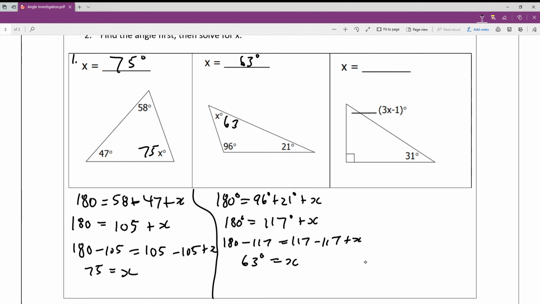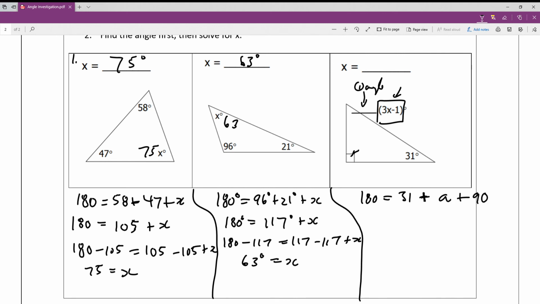Okay, so you'll notice that in this third question here that there's 3x minus 1. So your job here is to first find the angle, and then solve for x here. So this means that after you find the angle has to be equal to 3x minus 1, and then you solve for x. So a little bit of algebra as well. So first we set it up by writing the equation 180 must be equal to 31 plus some angle. Let's call the angle A, plus 90, of course, because this is 90.